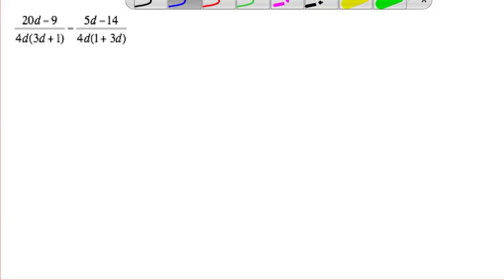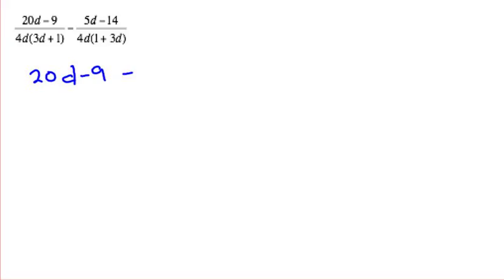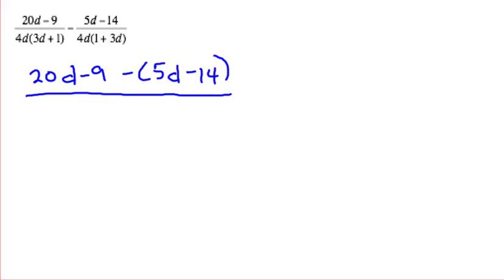Keep forgetting to turn my pen on here. Okay, so that means I have 20d minus 9. I think I said add my numerators. Of course, I meant subtract my numerators. Minus 5d minus 14. Why did I put parentheses there? To remind myself that I was subtracting, so I'm not just subtracting 5d, I'm also subtracting negative 14, and I will have to distribute that negative into both things in my parentheses. That, of course, is over my common denominator, which was 4d times a quantity 3d plus 1.